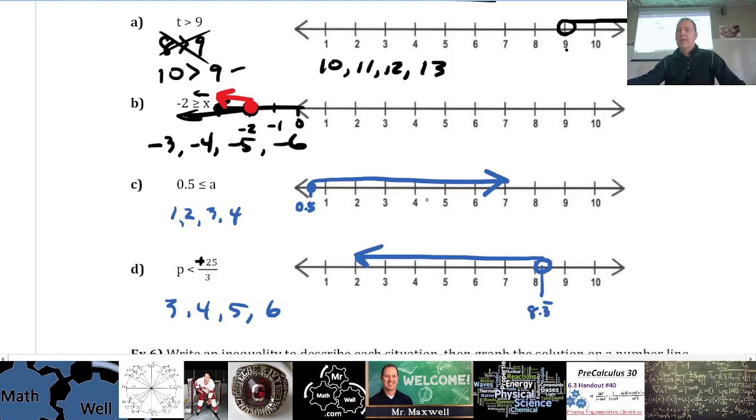Okay, D. P is less than 25 over 3. So 25 over 3, you can convert that to a decimal if you want. That's just a little bit more than 8, so 8.3. So it's going to be over around here on the number line. And the possible solutions for P are all the values that are less than. So we'll put the arrow going to the left.